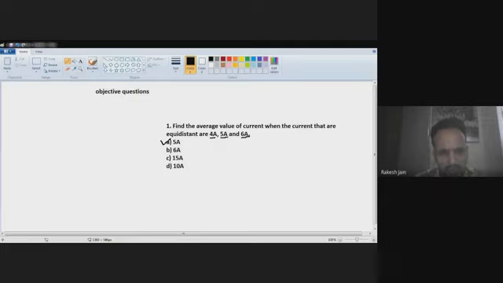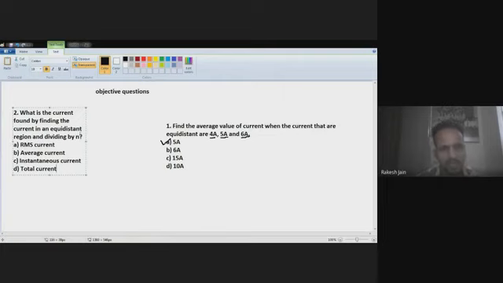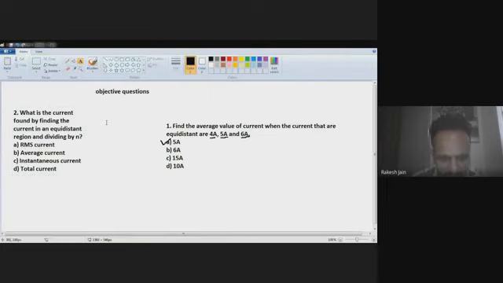Now let's suppose your second question is, what is the current found by finding the current in the equidistant region and dividing by n? Equidistant region means a particular region. So in a particular region, total current divided by the total number, that is the average value of AC. So definitely the answer will be average current, that is B.